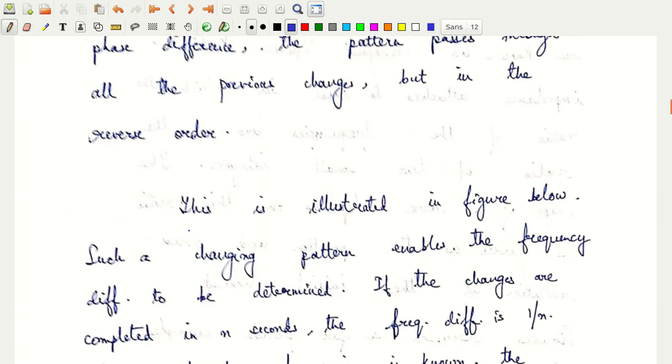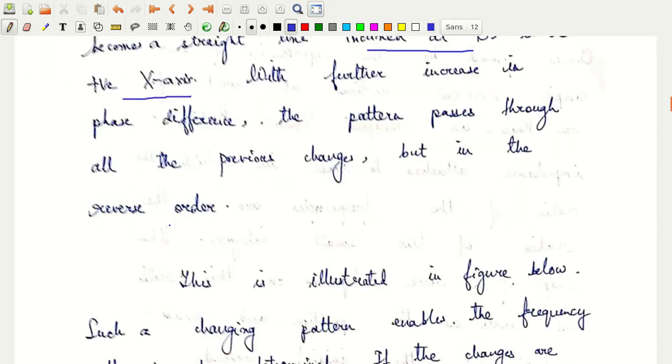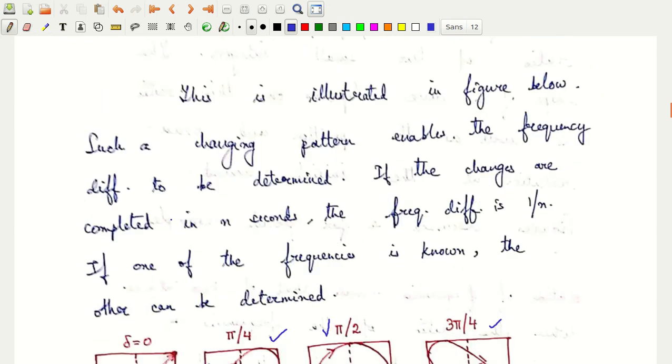Previously, when the two frequencies were equal, I saw the mathematical behavior and the graphical illustration. Now when the two frequencies are slightly different, the pattern will constantly change with time and it will pass through all of the phases which we discussed earlier. We are already seeing the graphical representation here, and how we get it is similar to what we discussed in detail previously. Such a changing pattern enables the frequency difference to be determined.